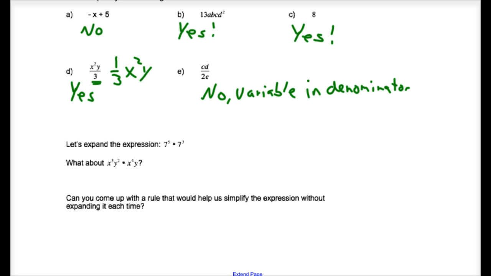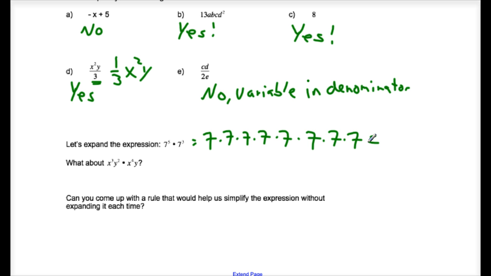All right. Now let's talk about our first rule here. Let's expand. Say you're going to multiply 7 to the 5th times 7 cubed. If you expand that, think about how many 7s you would write. 8. Everybody agree? Because 7 to the 5th means 7 times 7 times 7 times 7 times 7, 5 of them, times 3 more of them.